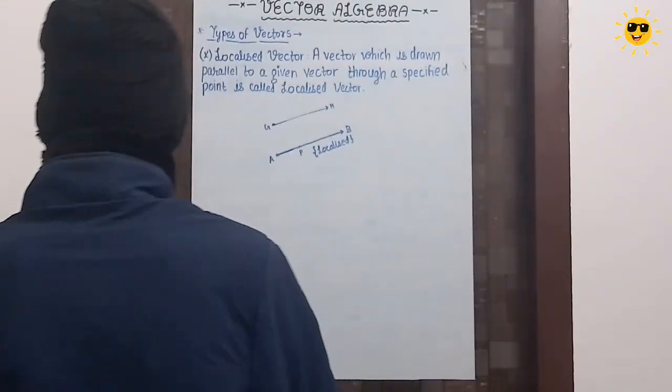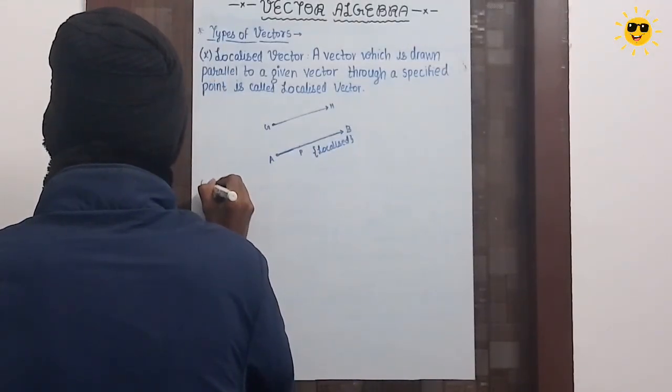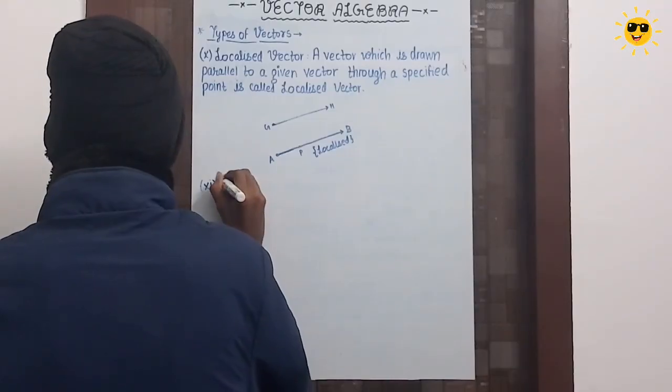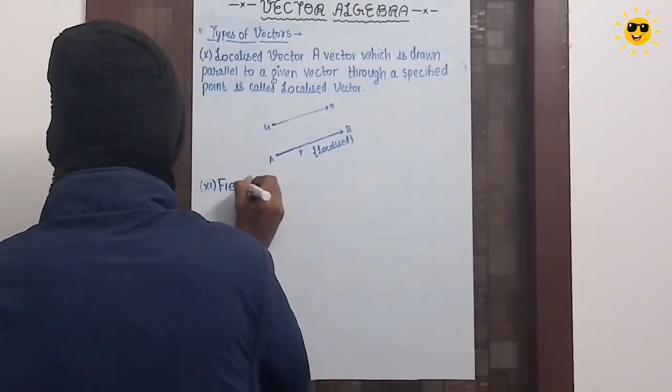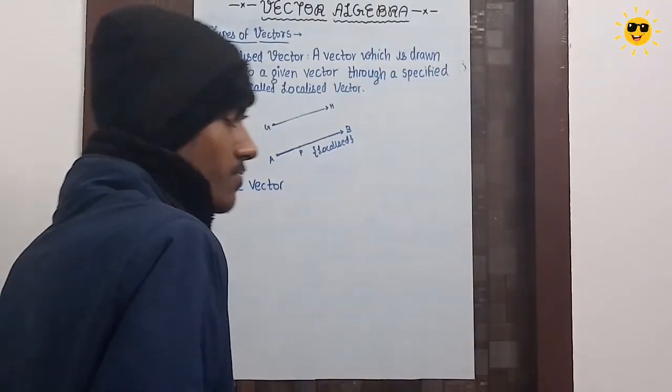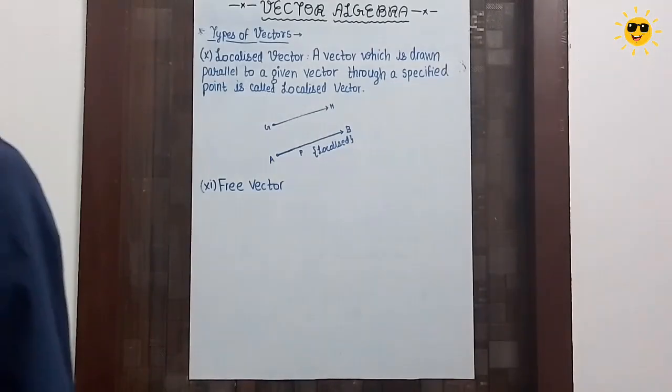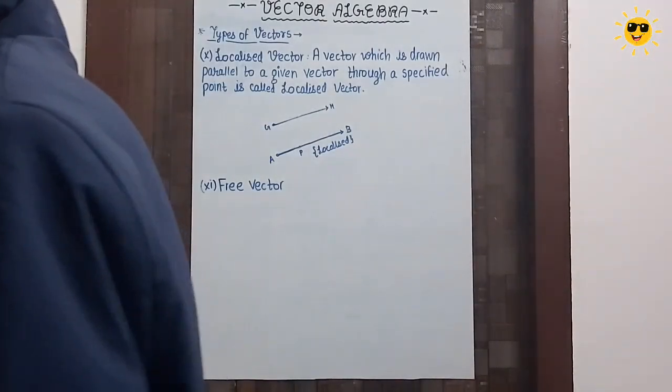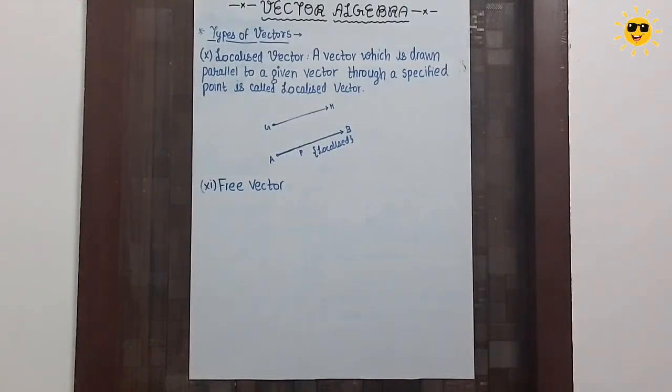As simple as that. As opposed to localized vectors, there are free vectors. There are careless vectors which have no responsibility to the question. They are just existing there, independent of their position in space.